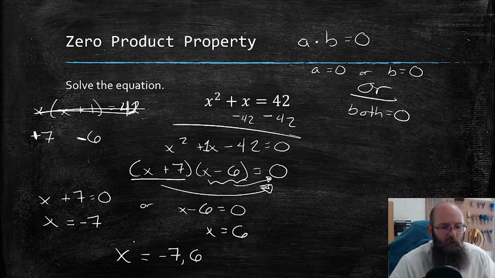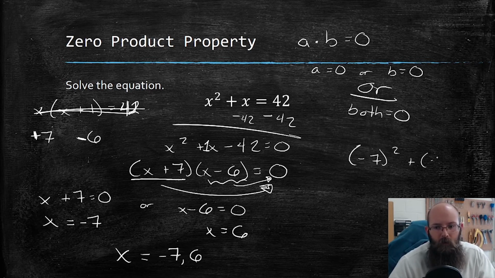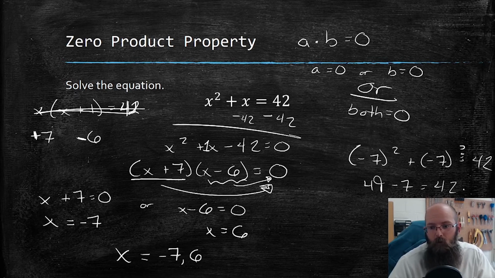But now I need to double check, so I'm going to plug that in. I'm going to plug in the negative 7 first. So negative 7 squared plus negative 7 equals 42. Let's see if that's true. So I'm going to put a question mark. 49 minus 7 equals 42. Cool, that one checks out.